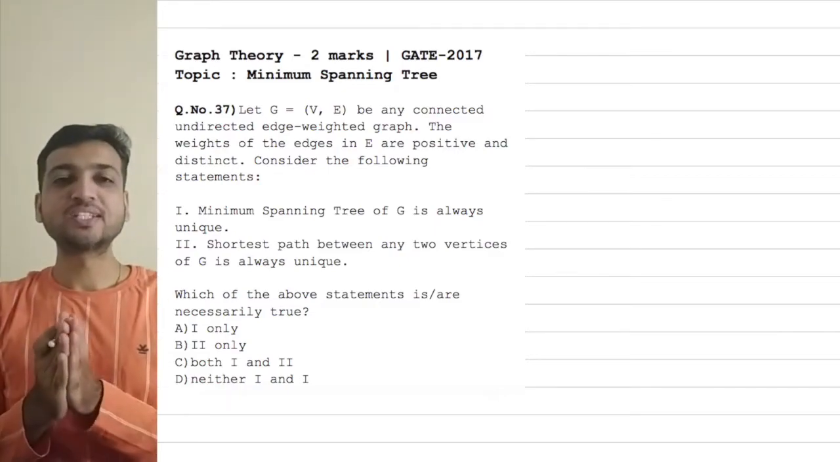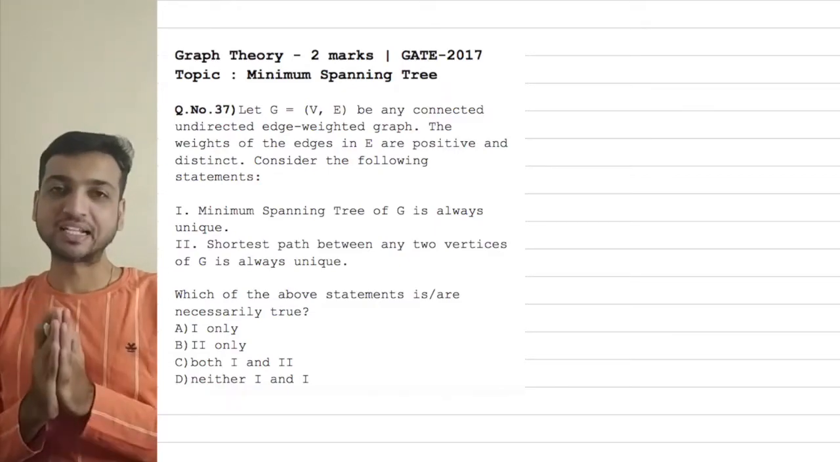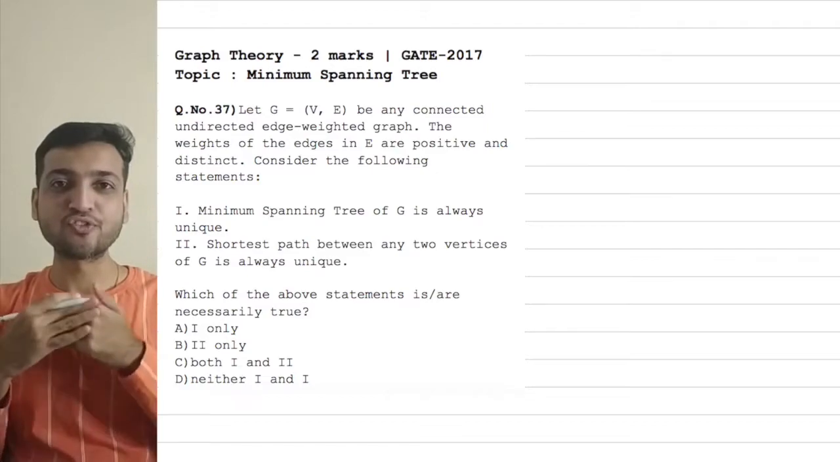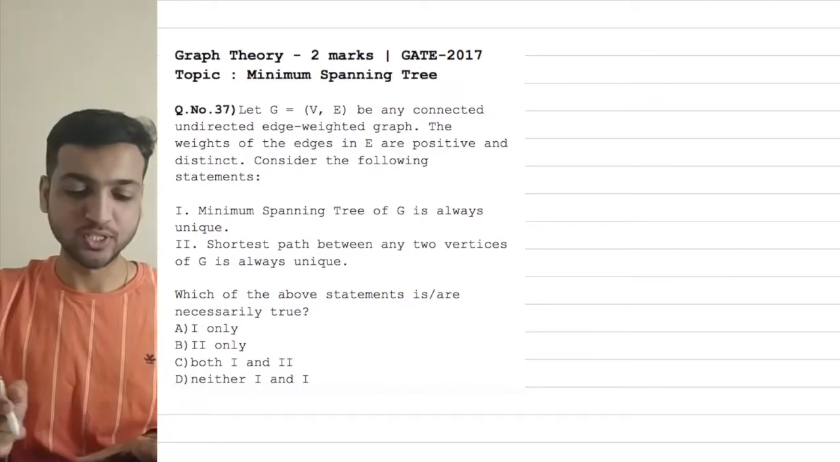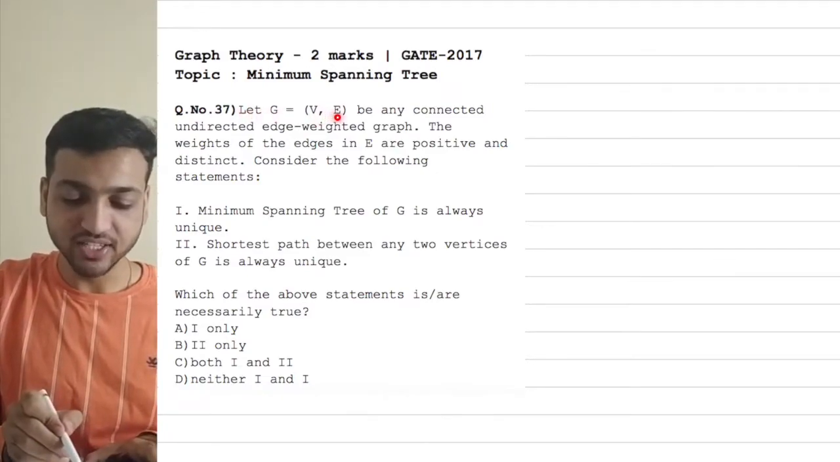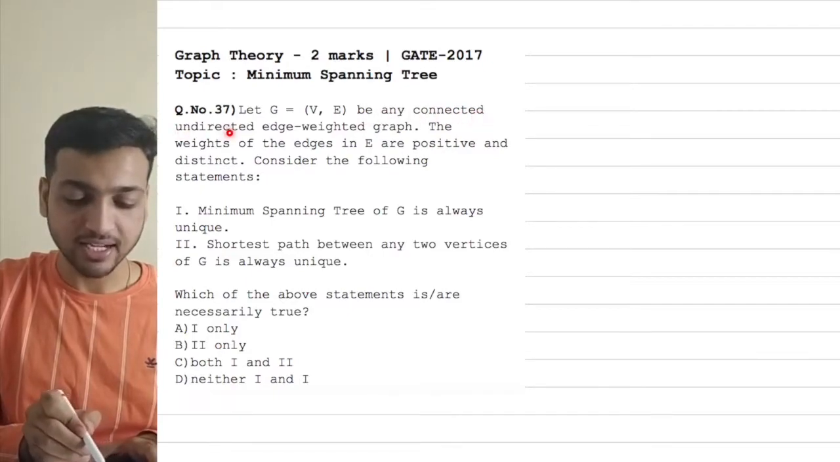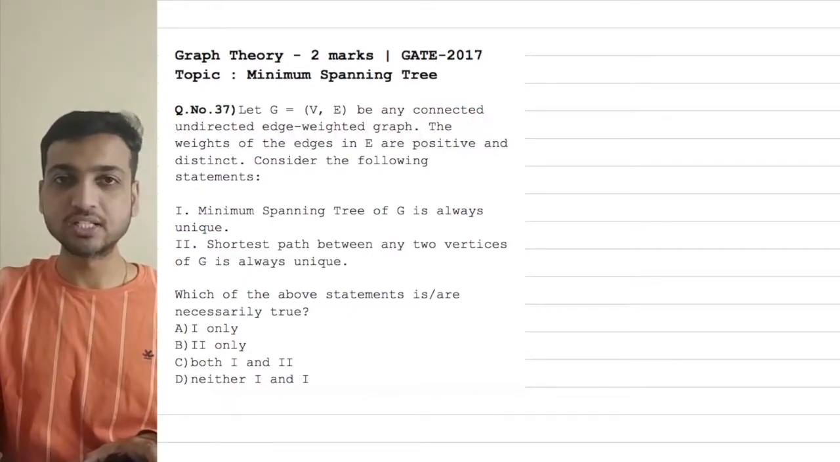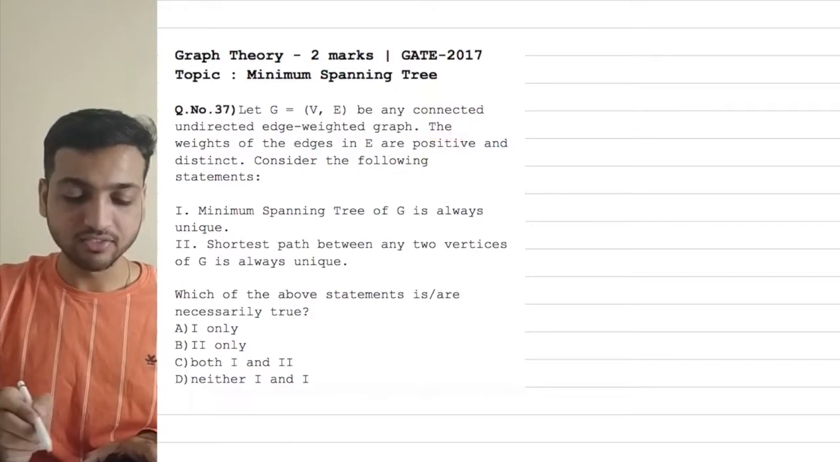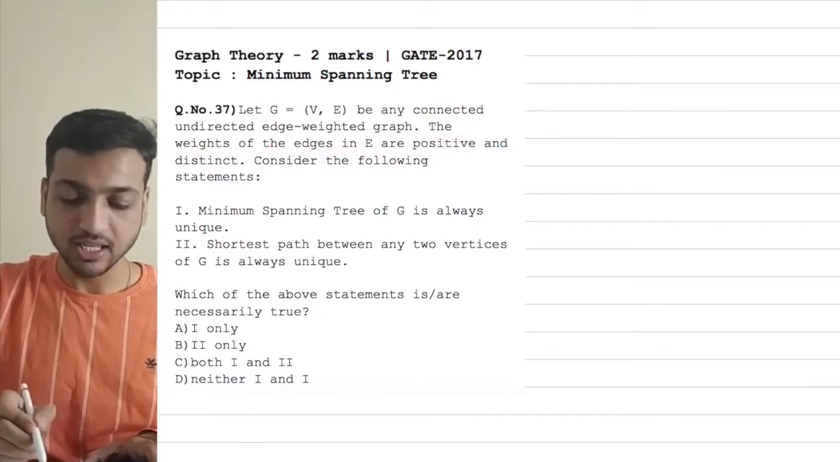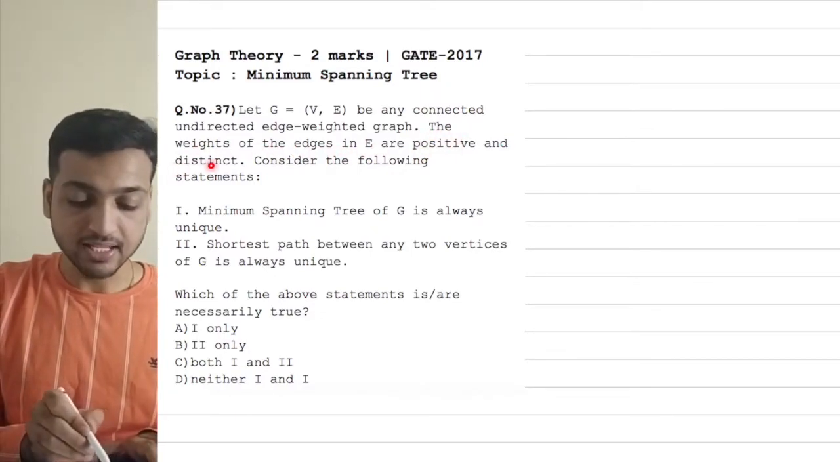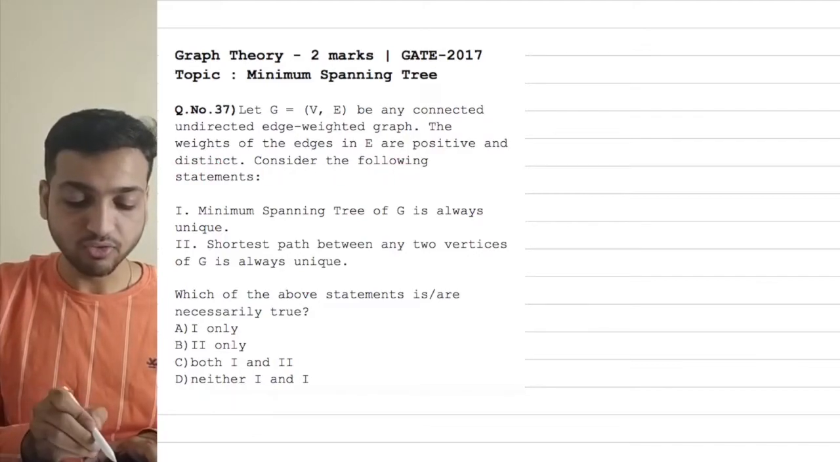So in this video, we're going to see a graph theory 2 marks question from the year GATE 2017, and it is based on the topic of minimum spanning tree. So let's see what the question is. Let G(V, E) be any connected undirected edge weighted graph. So G is any graph and the weights of the edges in E are positive and distinct. Now consider the following statements.